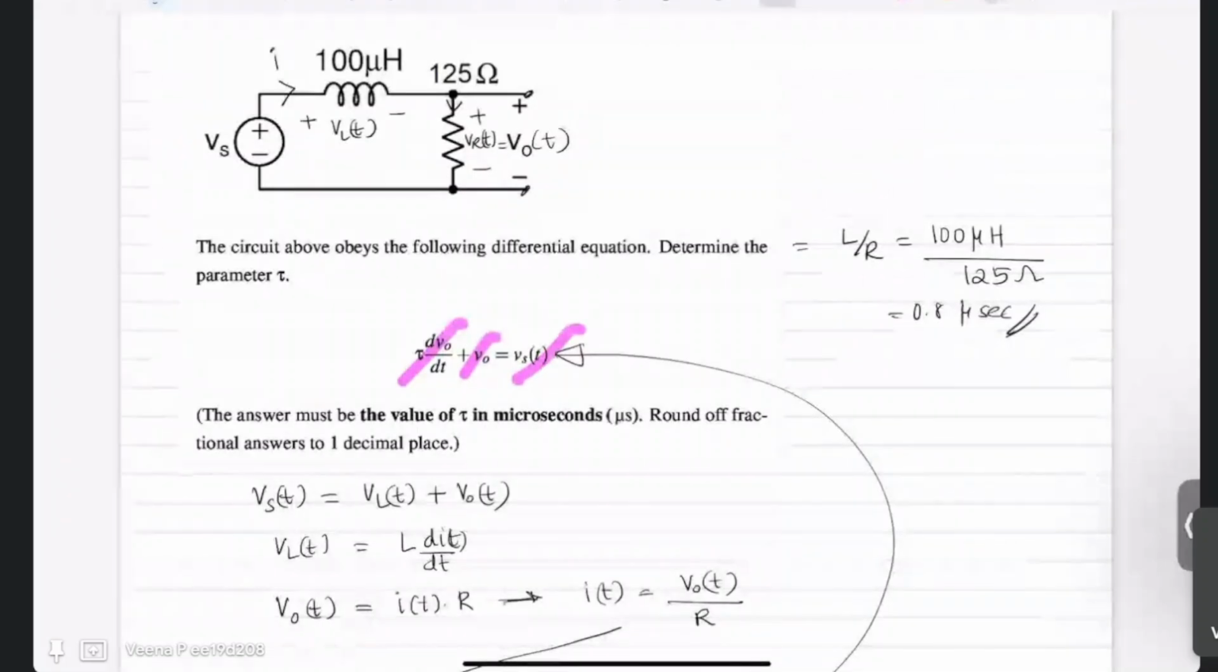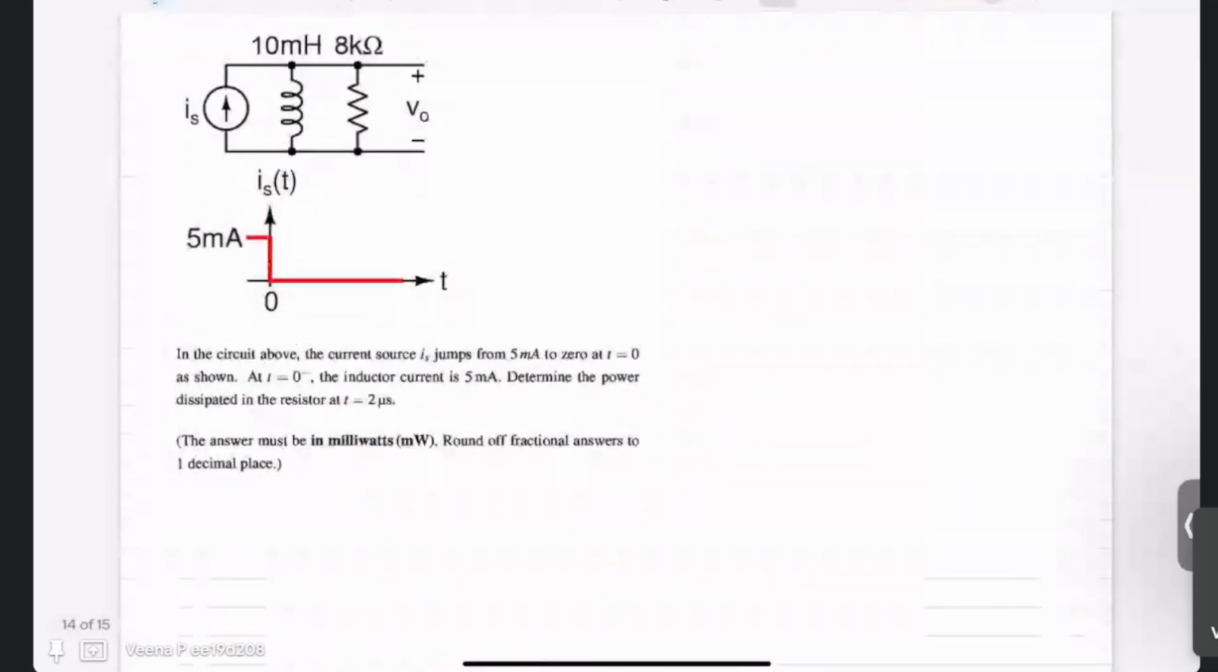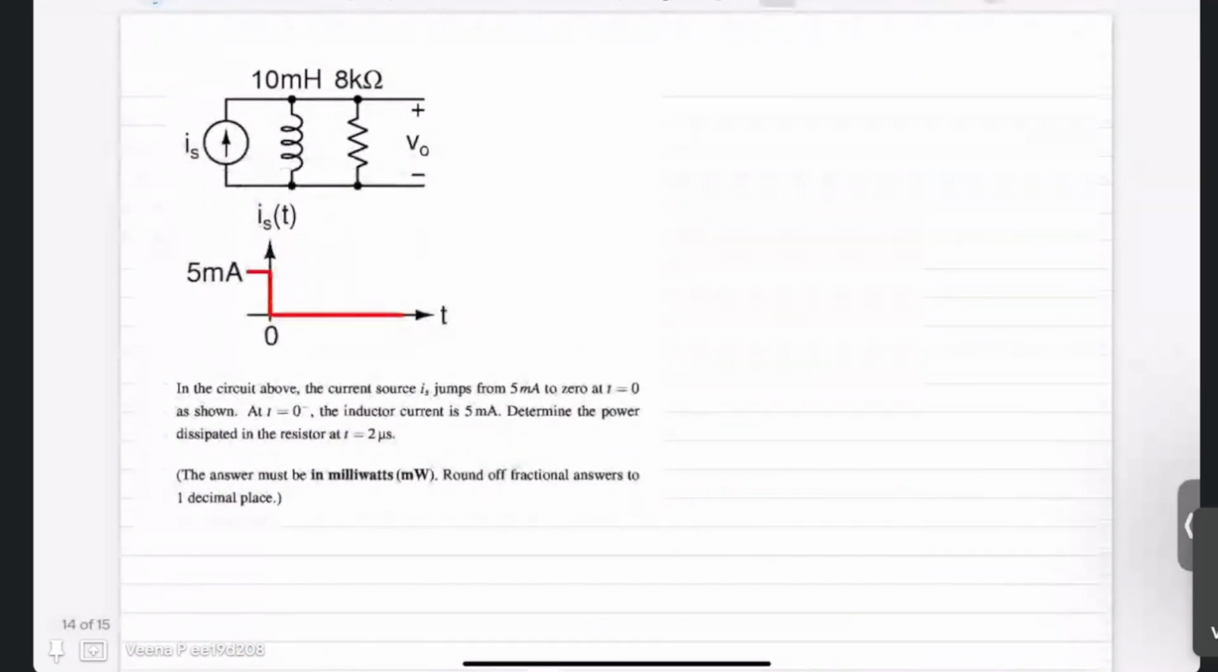We'll move on to the next problem. Please take 5 minutes to solve this. Thank you.